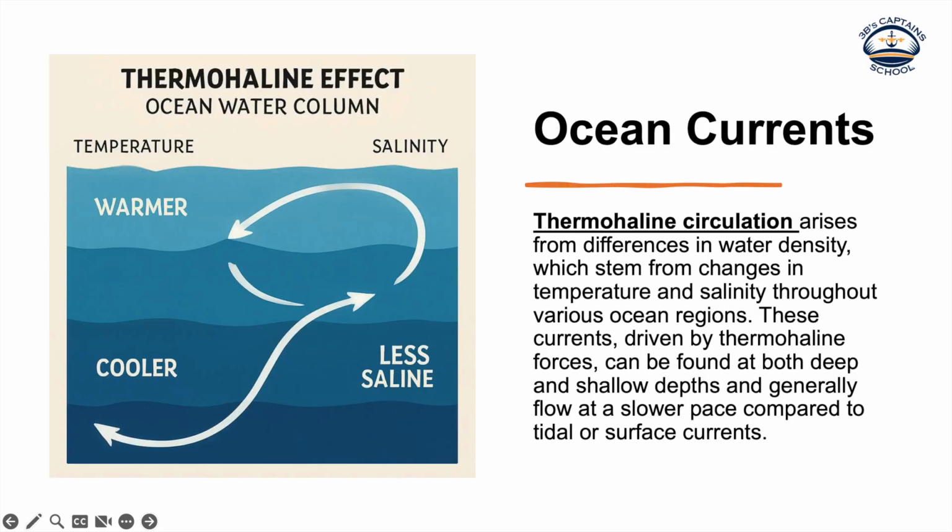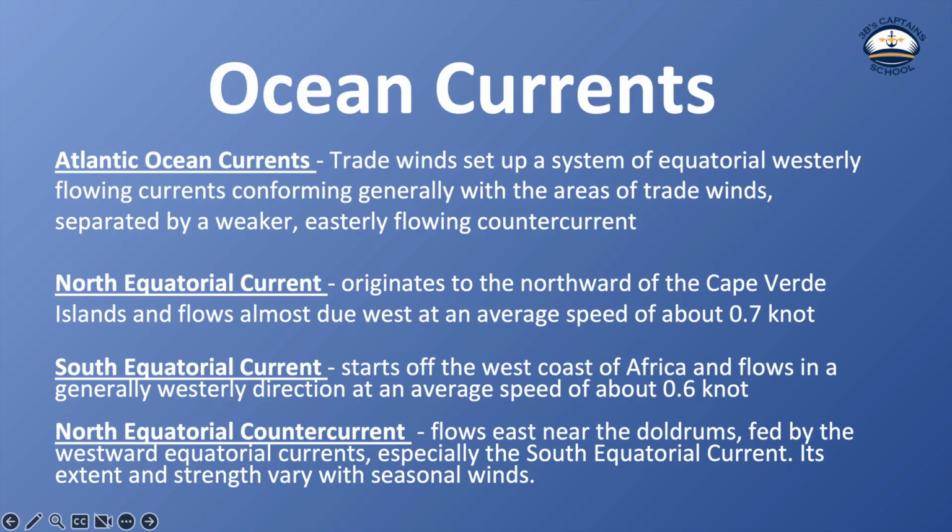All right, another way that you have some ocean currents is the thermohaline circulation, and it arises from differences in water density. And water density stems from changes in the temperature and salinity throughout the various ocean regions. So these currents can be found at both deep and shallow depths and generally flow at a slower pace compared to tidal or surface currents. So they're not going to have as much of an effect on your operation of your vessel.